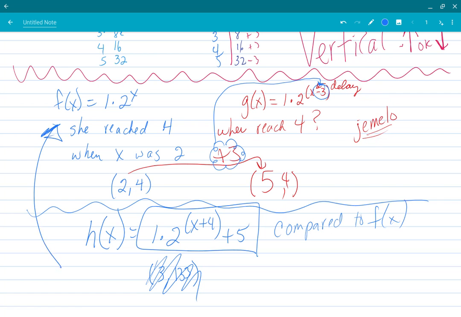So what kind of translation happened? Did it go up? How much? Down? How much? Left? How much? Right? How much? It goes up 5. Left 4. Up means what changed? The X's or the Y's? The Y's get the 5, and then the X's went down by 4. All right. And back by 4.